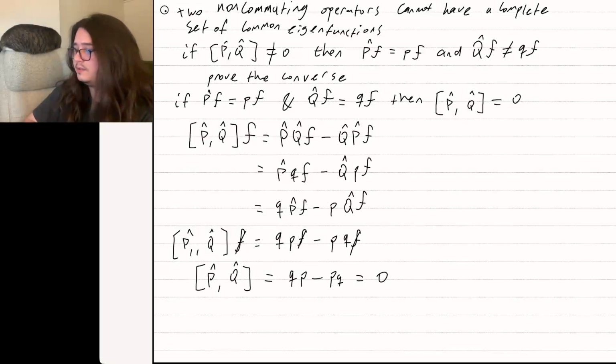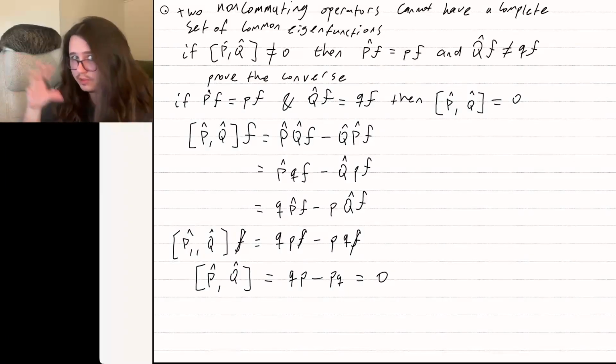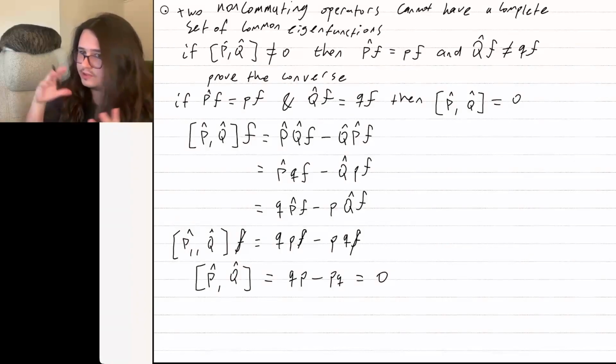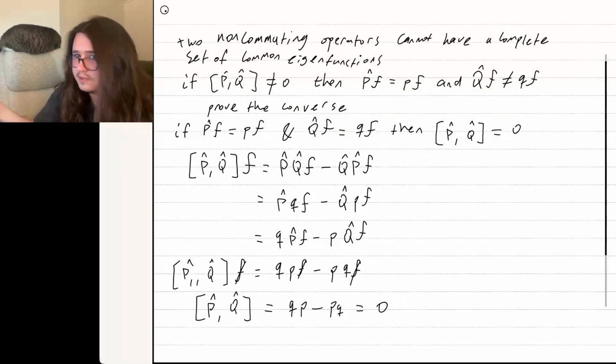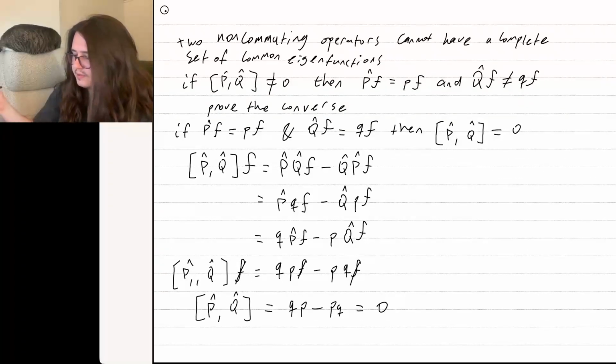So what we proved is that if you have two operators that have a complete set of common eigenfunctions, then those operators have to be commuting operators, which is the same as proving the statement up at the top. We had to go through a loop to get there, but it's pretty sound mathematically and logically. All right.